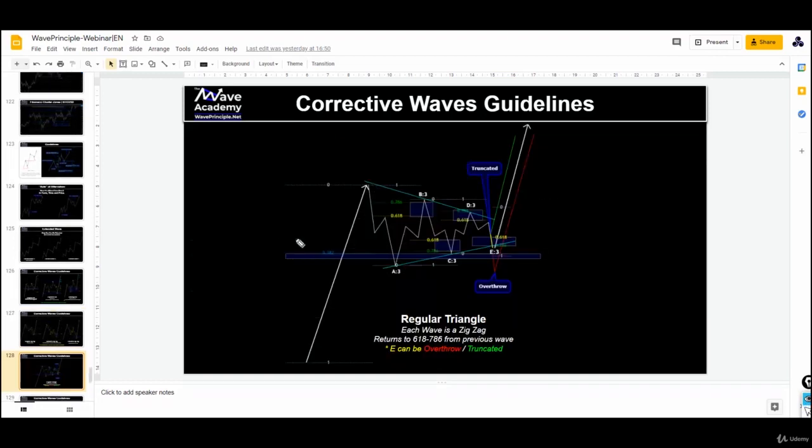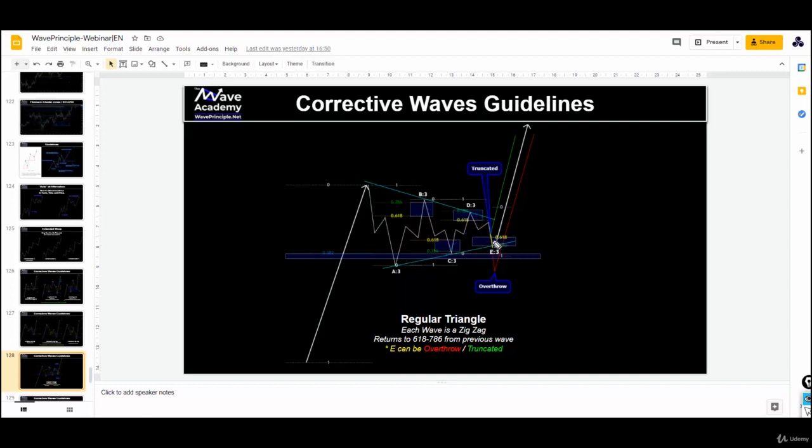Triangles are really important because they can tell us if the trend is going to turn around. They are pre-terminal movements, and they go usually at the 382 level of the last impulse, and it goes like this: impulse, A, B, C, D, E, and they usually return to the 786 or the 618 from the previous wave. That means that this distance is going to return to this level. This distance is going to return to this level, and this distance is going to return to this level, and so on and so on.